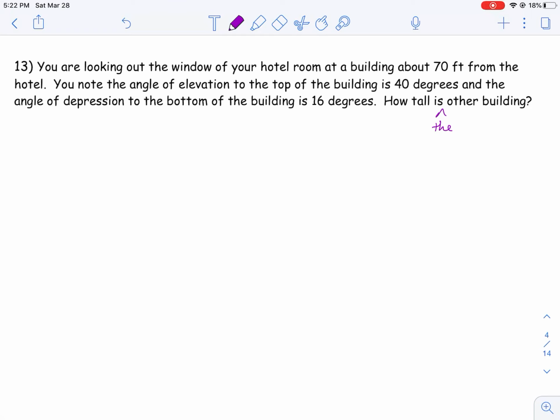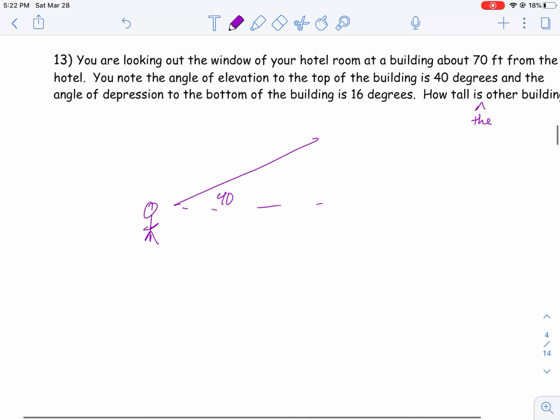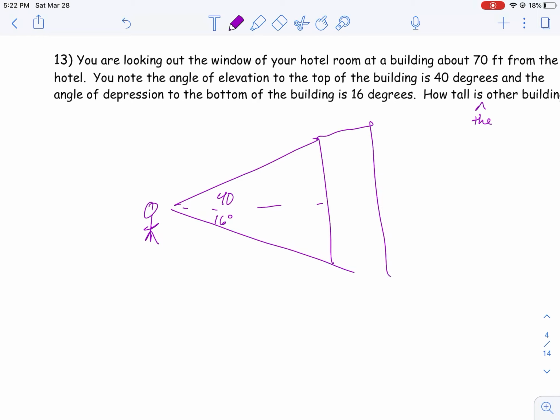All right, so this is a lot, and it's a lot to think through. Read it a few times if you need to. Recognize that you're looking out a window, and you've got an angle of elevation, so from the horizon up is 40 degrees, and an angle of depression down, which is 16 degrees. So what does that mean? That means this building over here across the street, and you are in this building over here.